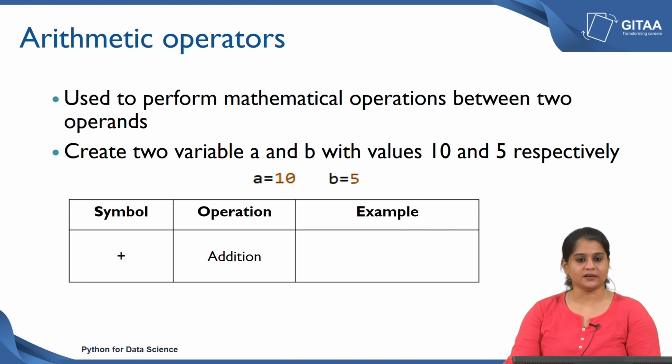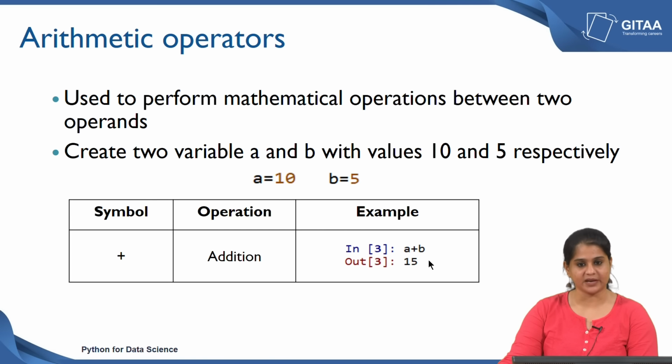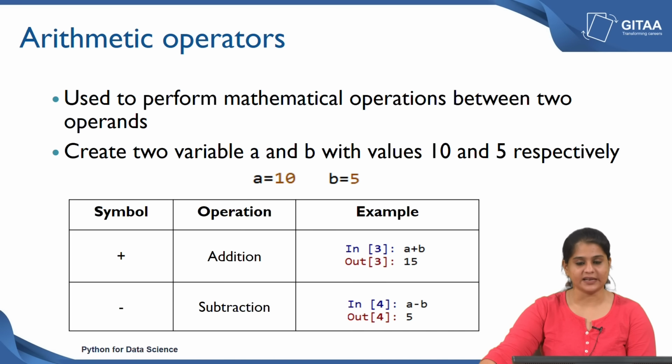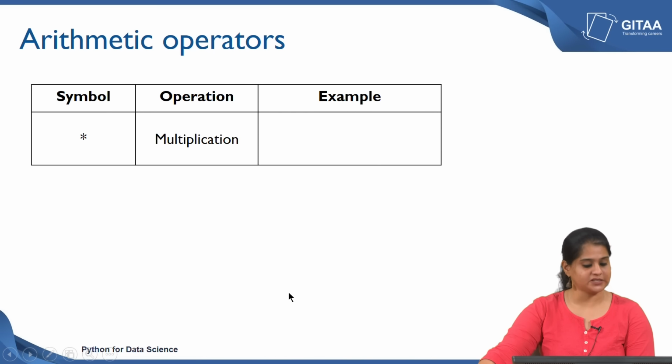The first operator that we are going to look at is the addition operator. It is denoted by a plus symbol. If I want to add two variables, I just separate the variables with a plus symbol. In this case, a is 10, b is 5, so the resultant sum that you get is 15. The next operation is subtraction, denoted by a hyphen. I have the corresponding example here. I subtract b from a, and the output that I get here is 5.